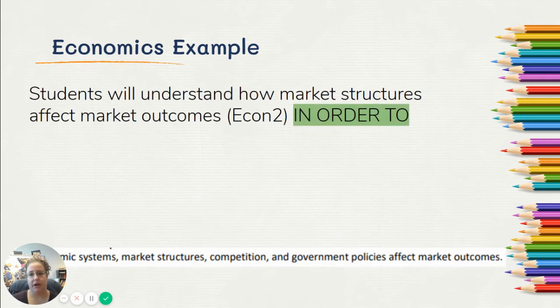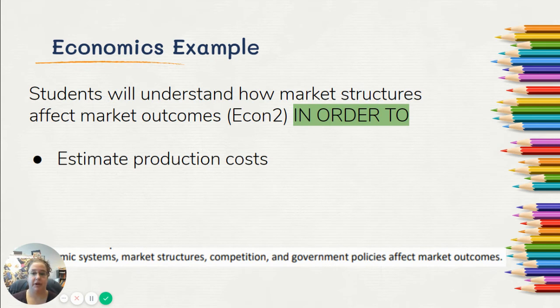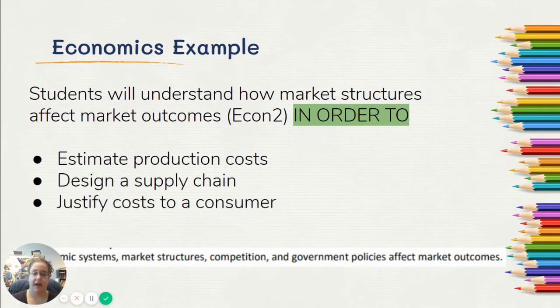Students will understand how market structures affect market outcomes. Again, when you compare it to the Econ 2 standard at the bottom, you will see that I have honed in on the section of the standard that I am diving deep with. Students will understand how market structures affect market outcomes in order to estimate production costs, design a supply chain, and justify cost to a consumer.